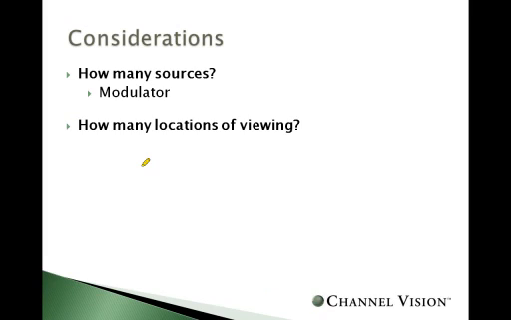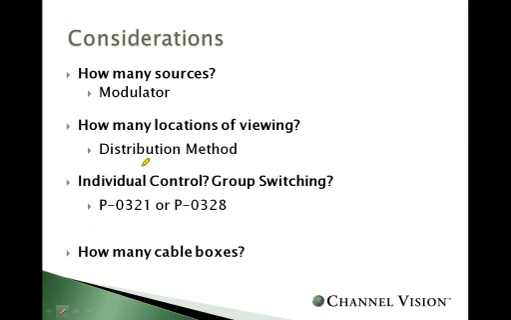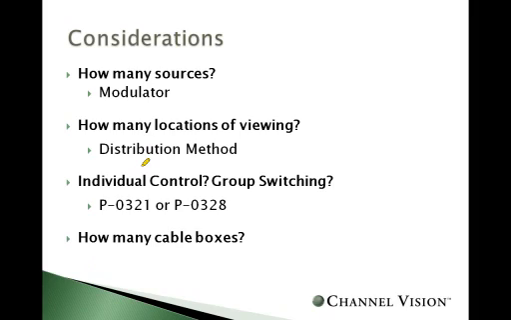Second question you're going to want to ask your customer is, Mr. Customer, how many locations do you want to see this at? And that will give you your distribution option, whether you're using the single channel with a splitter or the 8 channel, the 8 location individual control cable combiner option. Is it okay to have individual control, or is group switching okay? Is the question to determine P0328 versus 2321. The other question you might want to ask is, how many cable boxes, so that you could determine the right amount of kits that you'll need for their specific application.